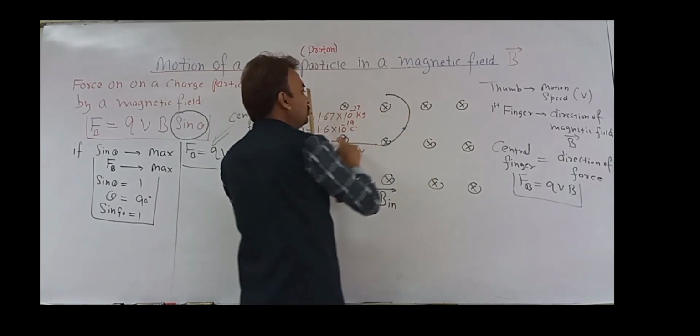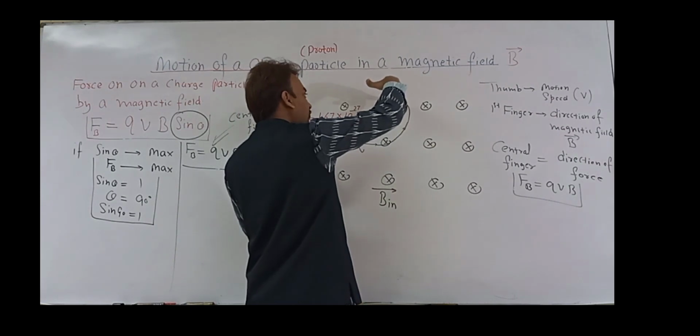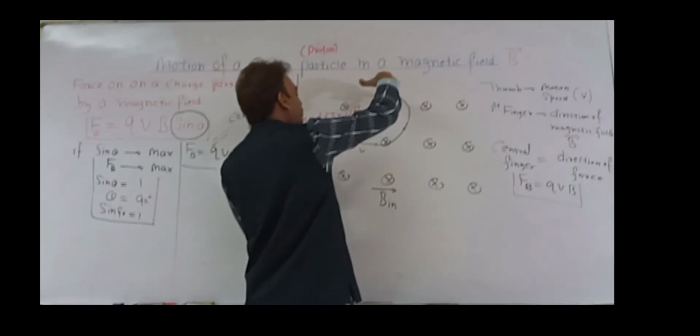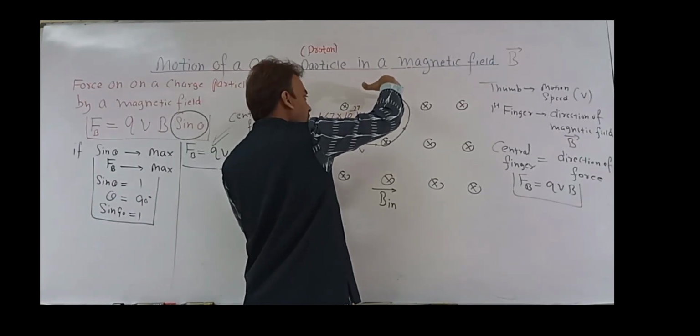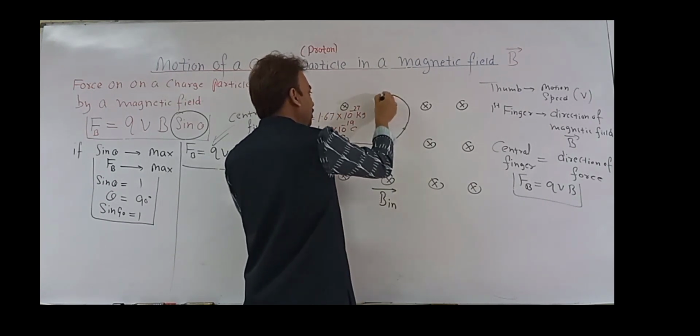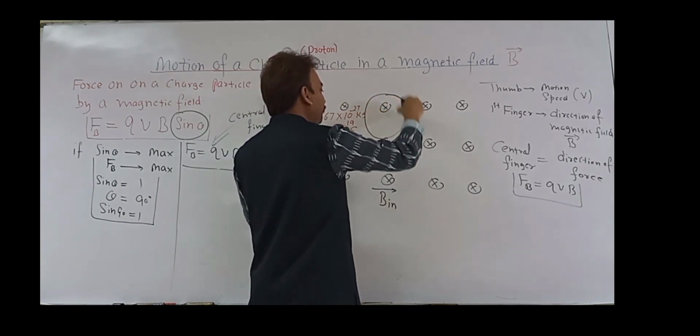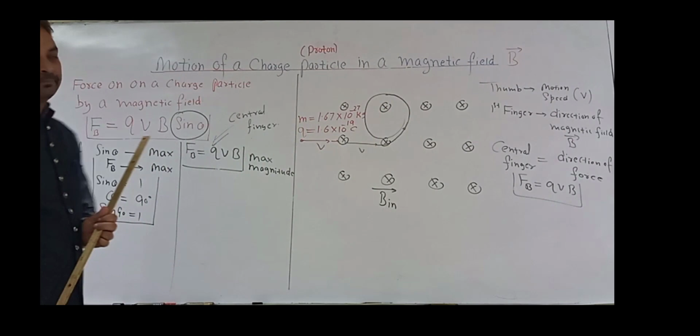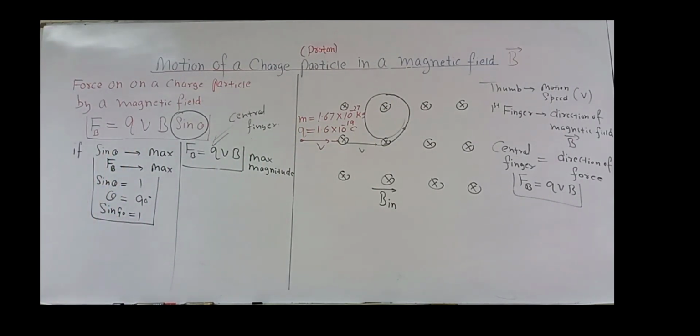Now if you come to this point, again the magnetic field is inward, the particle is trying to move in the left direction, but the force will be in the downward direction. So from here it will try to move downward. So finally it will be a circular path. Now what will be the radius of the circular path? We will find that out.